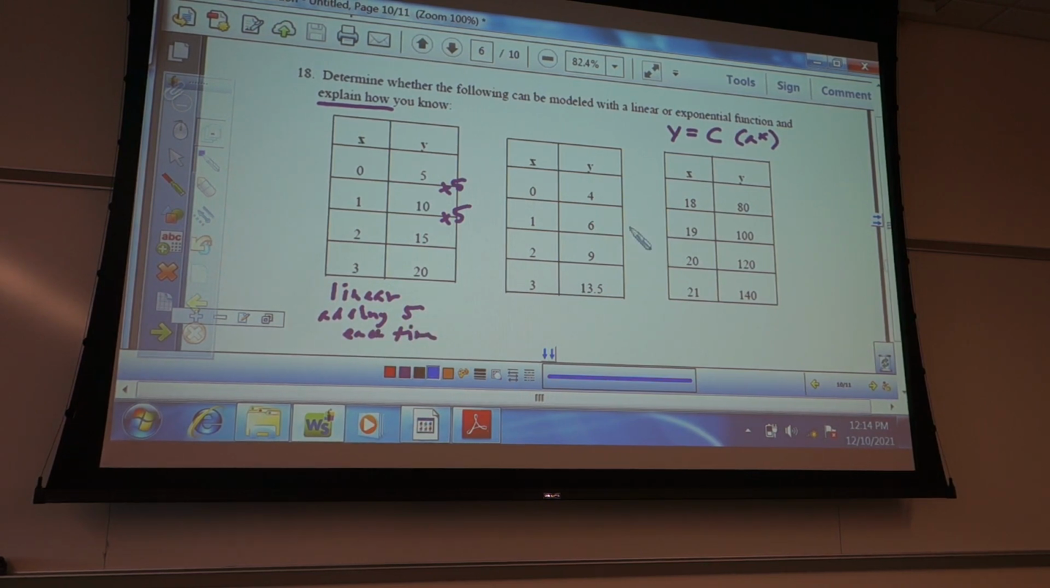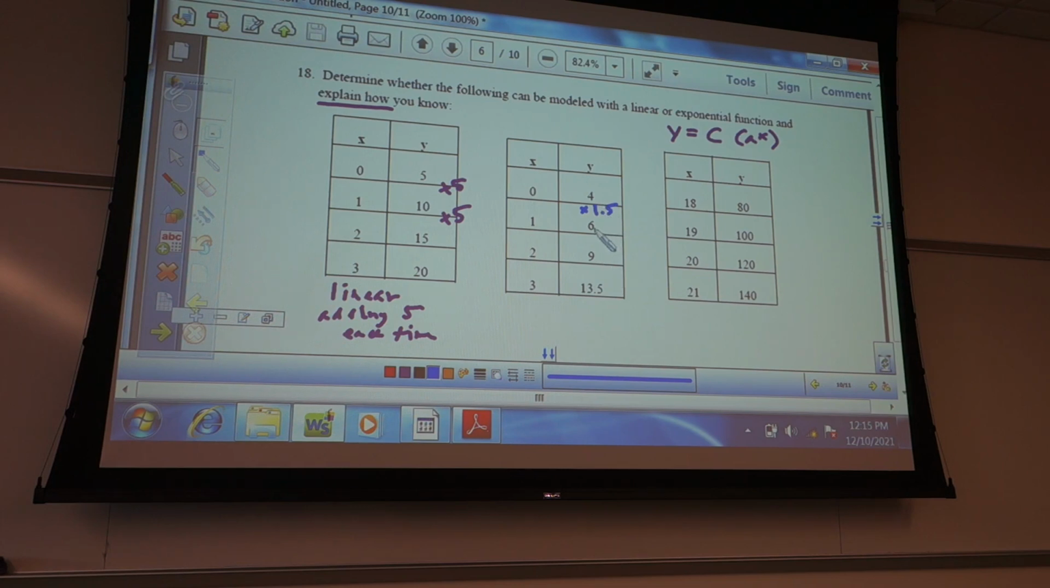Okay, how about this one here? Here I'm adding 2. Here I'm adding 3. Well, that's not right. This is not the same amount each time. So they can't be linear. So maybe I must be multiplying or dividing by the same amount each time. How do I get from 4 to 6? What do I multiply by? If you're not sure, then just do 6 divided by 4. Oh, 1.5? Yeah. Okay, so to get from 4 to 6, you multiply by 1.5.